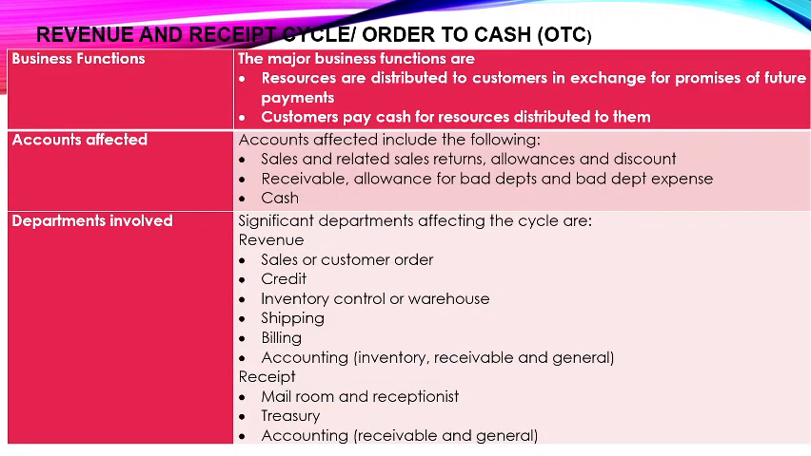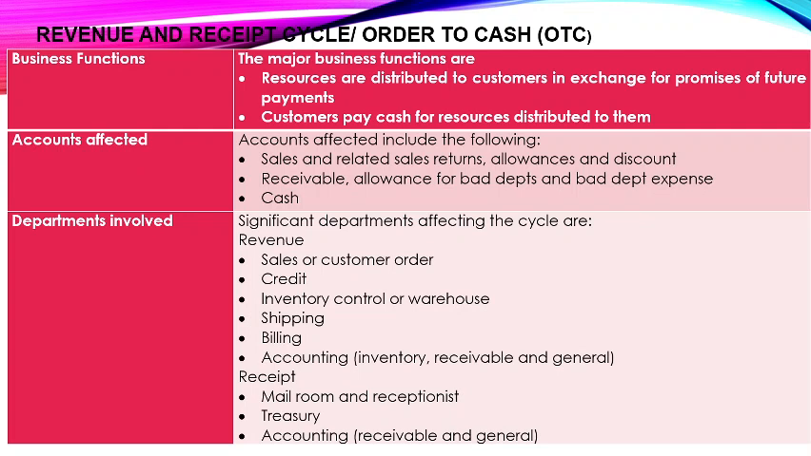Then we have the business revenue and receipt cycle, order to cash. The major business functions are: resources are distributed to customers in exchange for a promise of future payments, and customers may pay cash for resources distributed to them. Affected accounts are sales and related sales returns, allowances and discounts, receivables, the allowance for bad debts and bad debts expense, and cash.